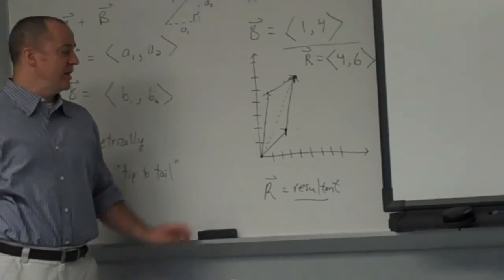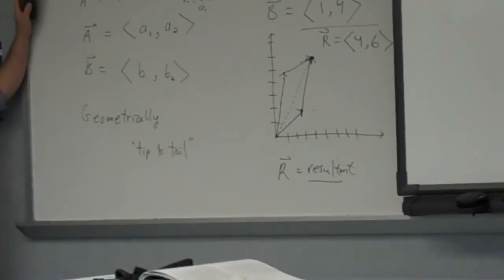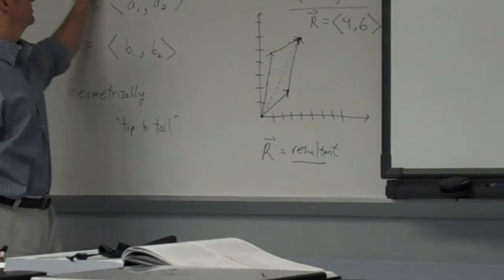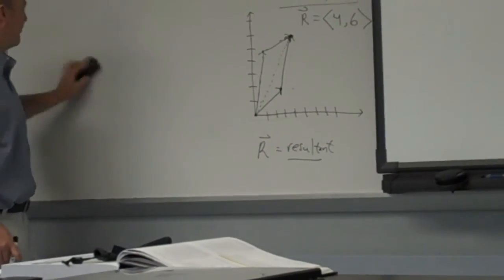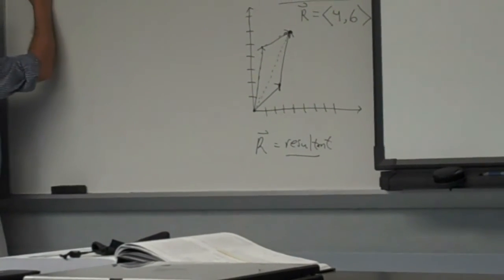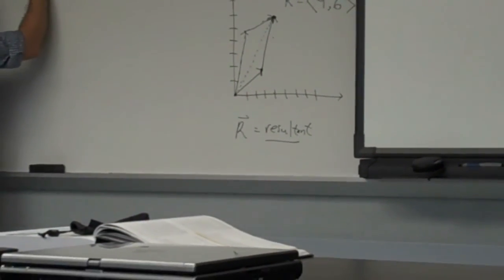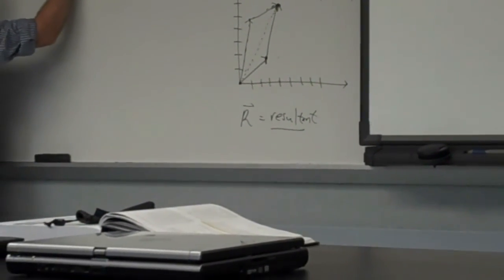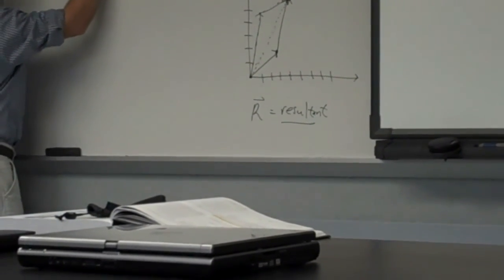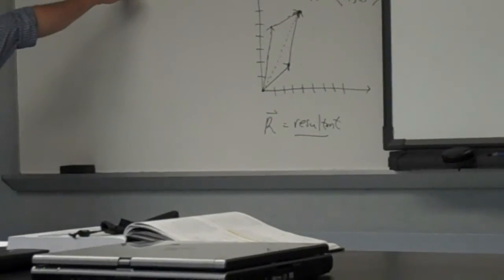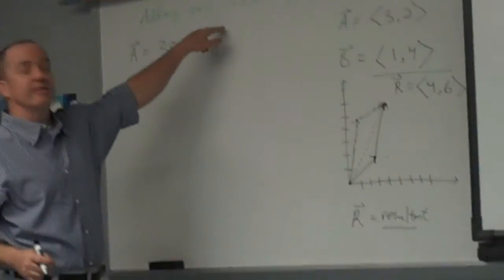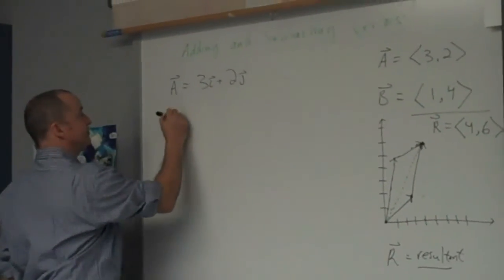This can also be written in I and J form. May I erase this board? Yes. If I write 3i plus 2j, remember I is your unit horizontal vector, and j is your unit vertical vector.